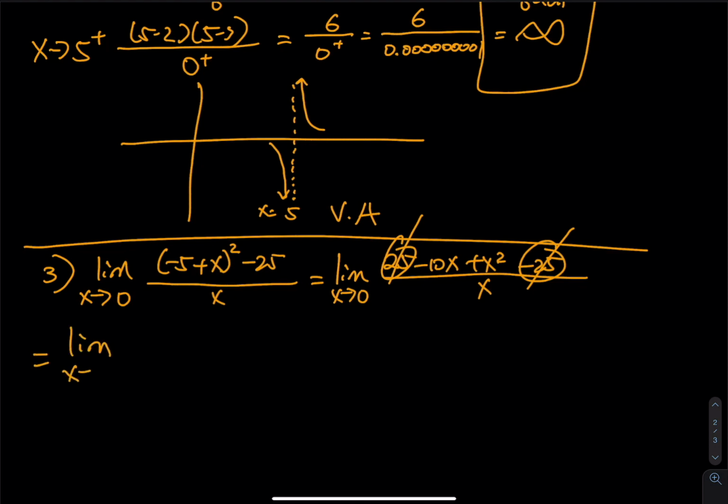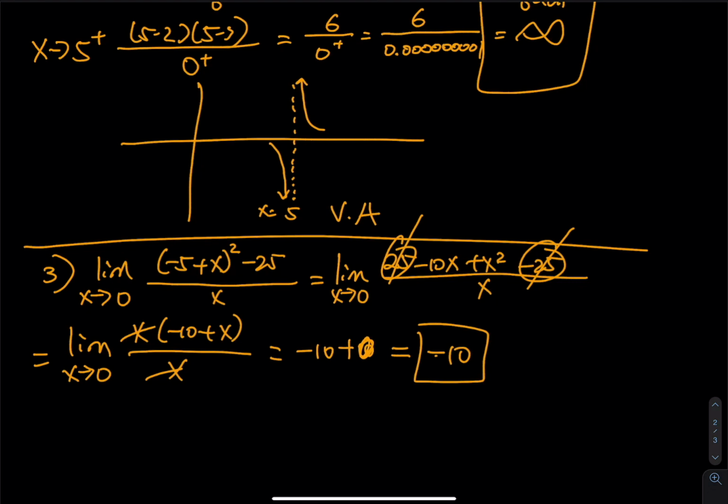So x approaches 0. x times negative 10 plus x, divided by x. You get rid of the x. And then you can plug in the 0. So that is negative 10 plus 0, not 10. That is equal to negative 10. What did we do in the algebra? We just get rid of the x. So when x equals 0, we have a problem, right?